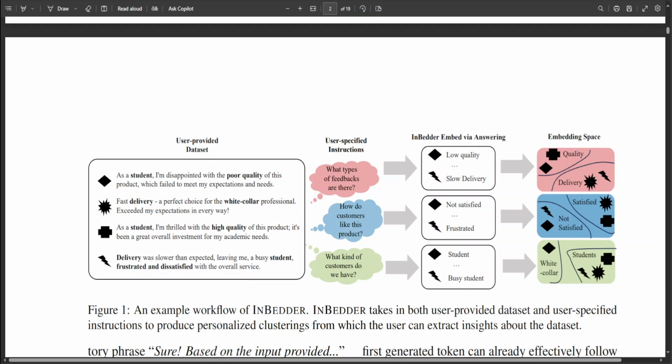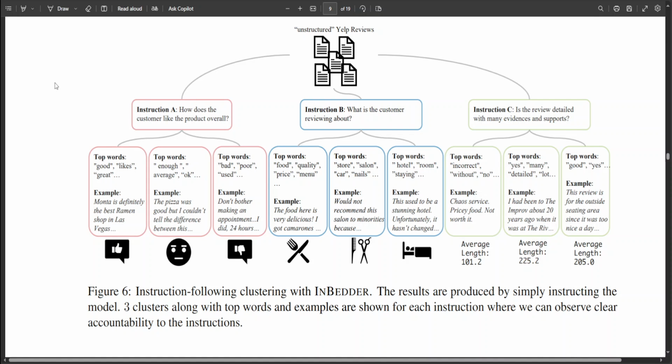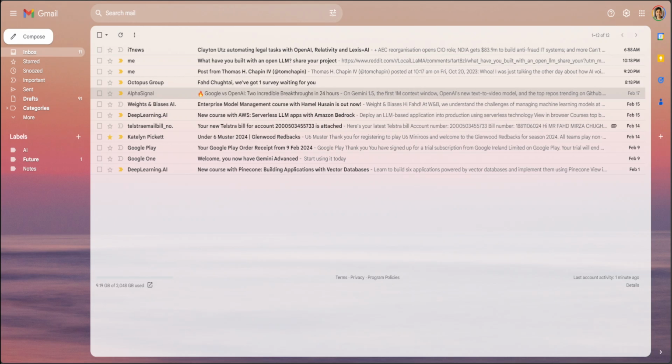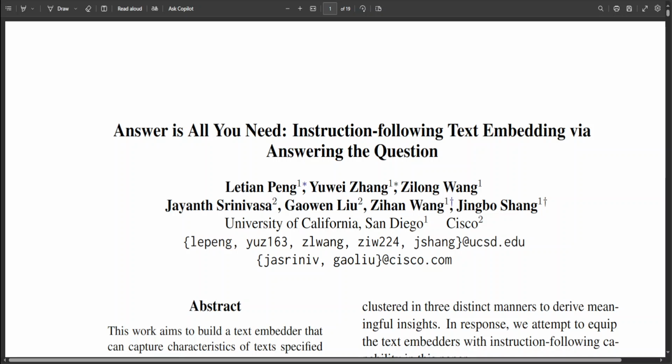Now, if you look at a few other examples, this is a whole instruction-following clustering within InBedder, and the results are produced by simply instructing the model, and then 3 clusters along with top words examples are shown for each instruction, where we can observe clear adherence to the instructions. Their qualitative analysis of clustering outcomes is achieved by applying different instructions to the same corpus and demonstrating a high degree of interpretability. This work addresses a novel problem, text embedding with instruction following.